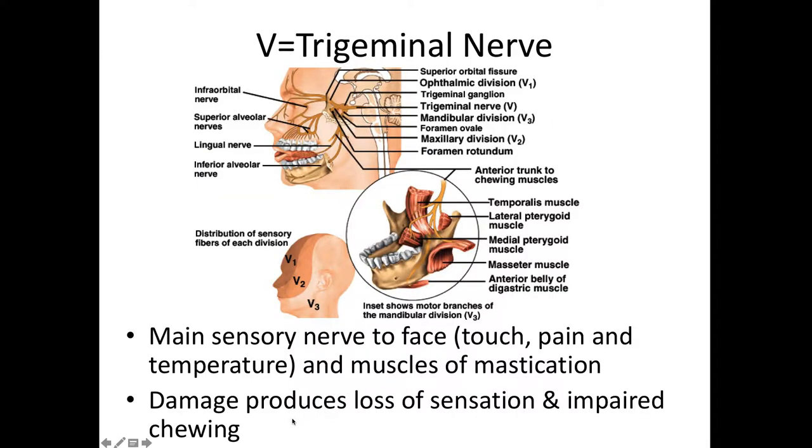So if you damage this on one side, you lose the ability to chew or bite down on that side, because as you can see, it innervates the temporalis, the masseter, and the buccinator and pterygoids. So damage produces loss of facial sensation in the zones affected and impaired chewing.